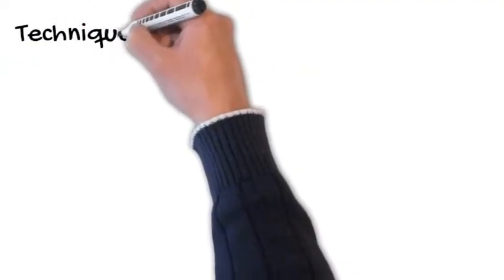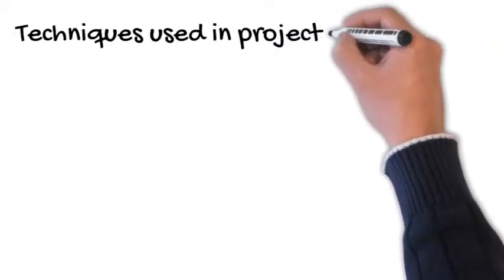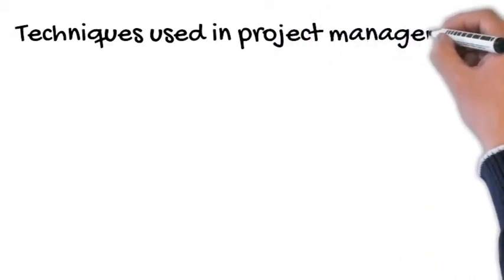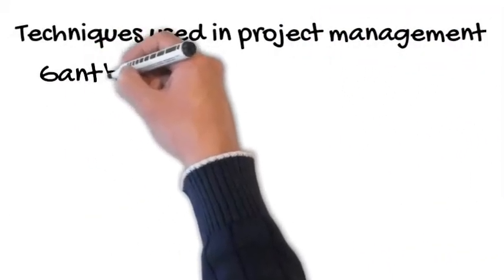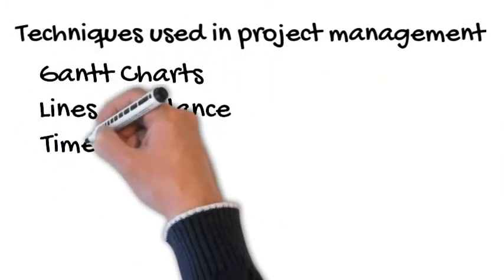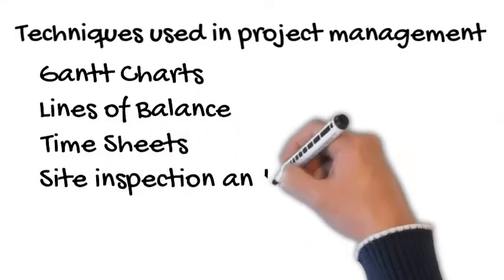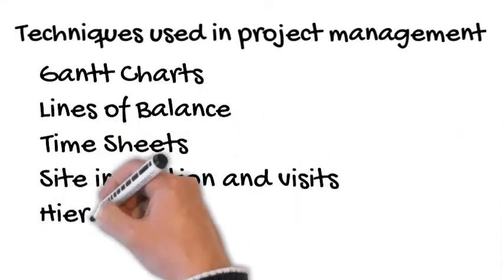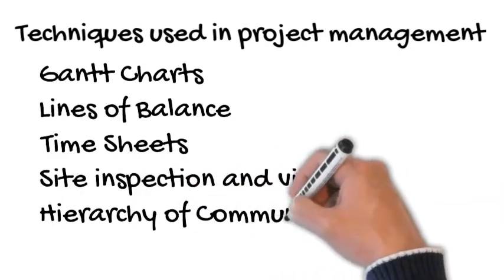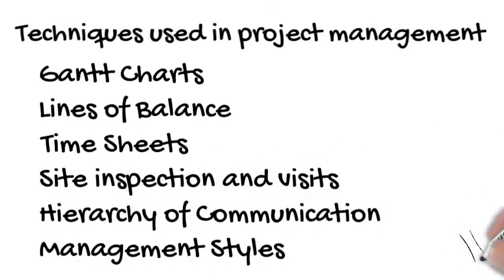For your next piece of work, we need to look at the techniques used in project management of a site. Now, remember, your work should relate to the work you're doing on your passive house. So in this video, we're going to look at Gantt charts, lines of balance, timesheets, site inspection and site visits. We're going to look at hierarchy of communication, and we'll also briefly look at the different styles of management we can use.